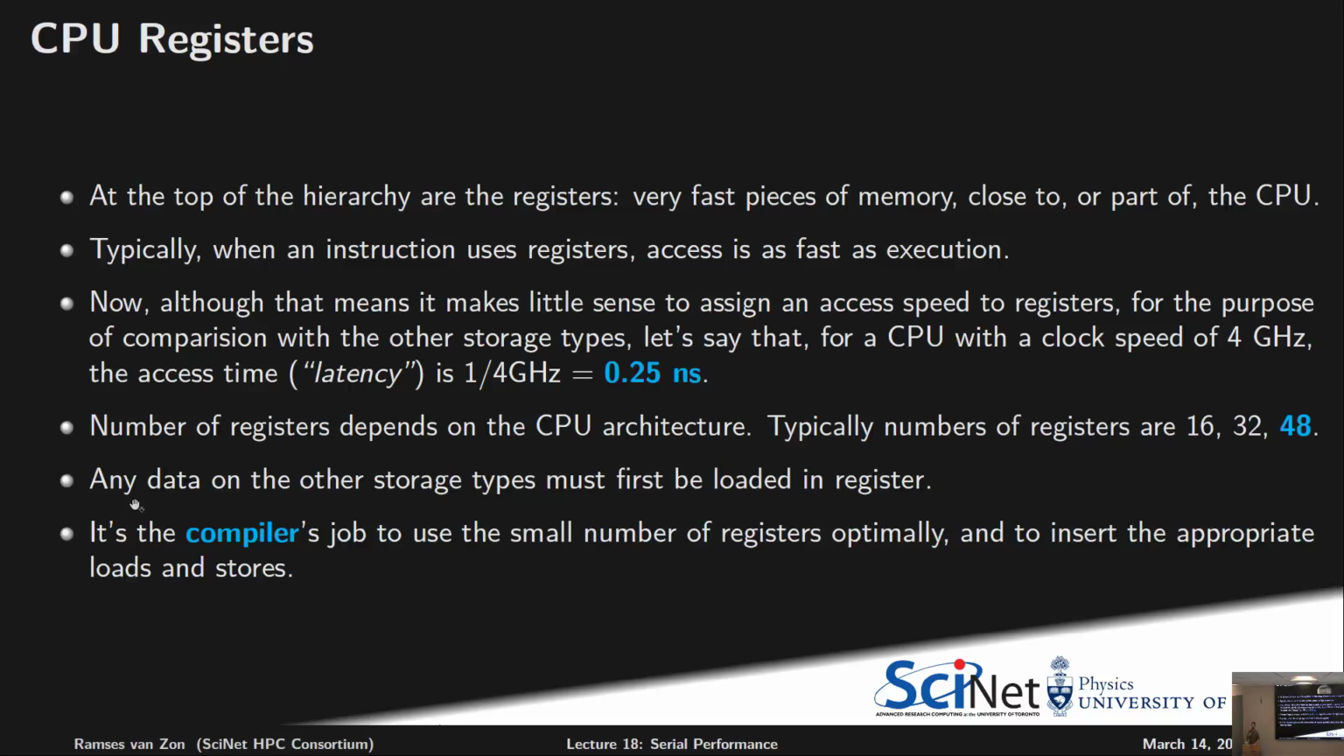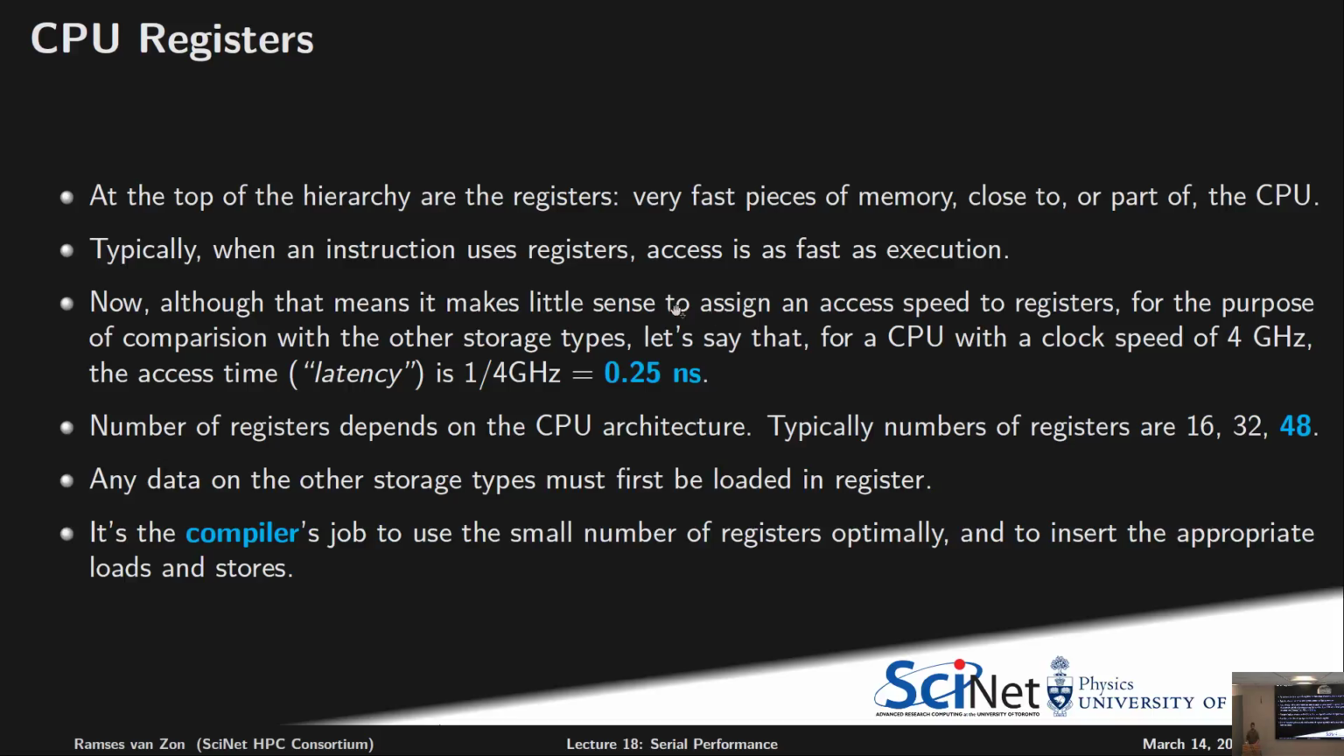Now, I want to compare this with the access time of other bits of memory. So I'm going to make up a number saying that I have a machine that has a clock speed of 4 gigahertz. So every second, 4 billion cycles are done, or 4 billion somethings are done, which means that my access time is effectively 1 over that. So 0.25 nanoseconds. Let's just say.